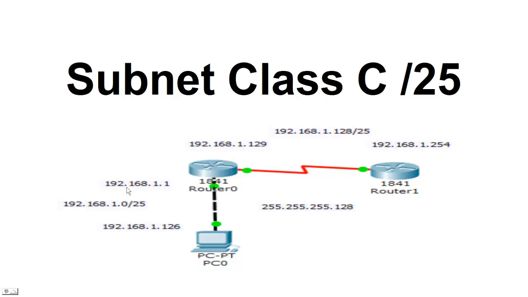We start off here with 192.168.1.1. We have a 190 or a 129, a 254, and a 126. But if you look at the subnet mask down here, we've got 255.255.255.128. Different subnet masks.